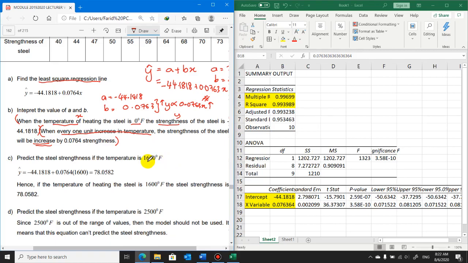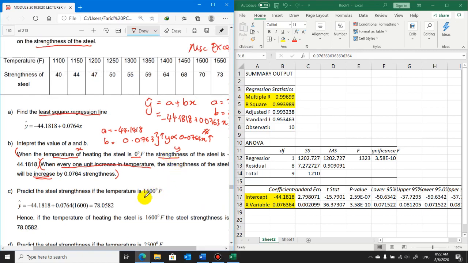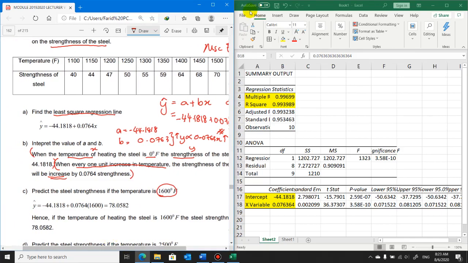And then C, predict the steel strength if the temperature is 1600 Fahrenheit. Okay, so first untuk kita predictkan, kita mesti tahu this temperature dalam kita punya range or not. Kita tanya diri kita, tengok dalam kita punya data, this one dalam range or not. So kita tengok kita punya range 1100 sampai dekat sini adalah 1505.